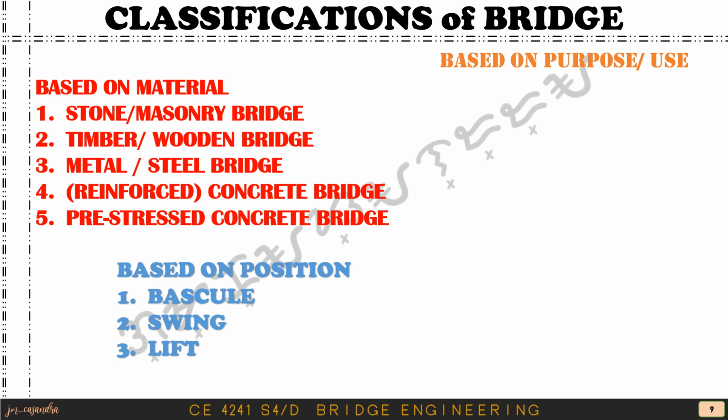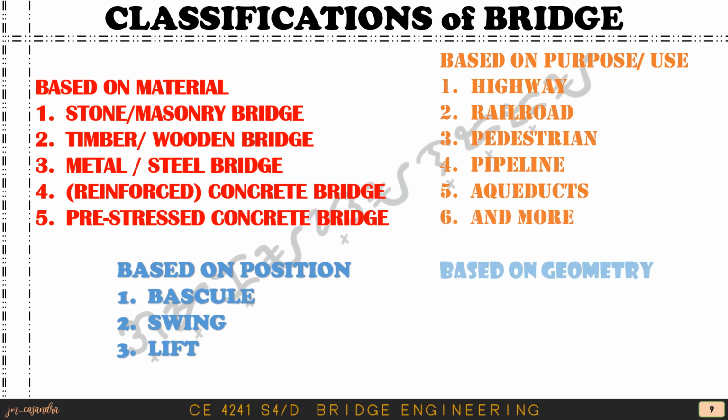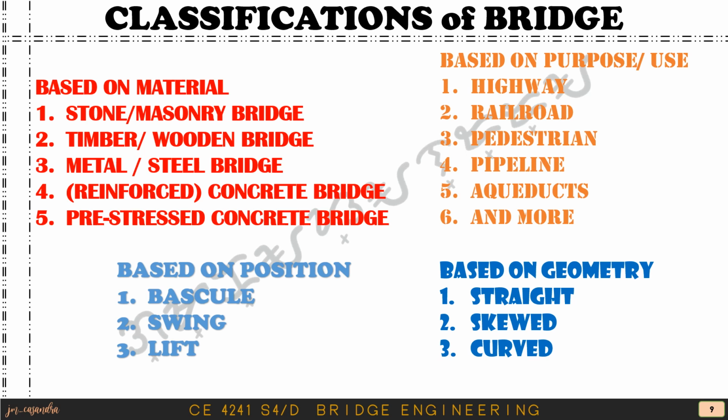Based on the purpose or the intent of use of the bridge, we have a highway bridge, a railroad bridge, a pedestrian bridge, a pipeline bridge, and others. This would also include aqueducts. Next, we have based on geometry. Basically, this is based on the geometry of its abutment. So we have a straight bridge, a skewed bridge, and a curved bridge.